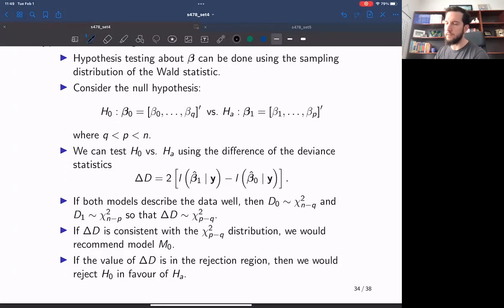And then if delta D ends up in the rejection region, so basically if delta D is very large relative to the chi-square value of interest, so the chi-square on whatever significance level you're testing at on p minus q degrees of freedom, we would reject the smaller model in favor of the larger model.